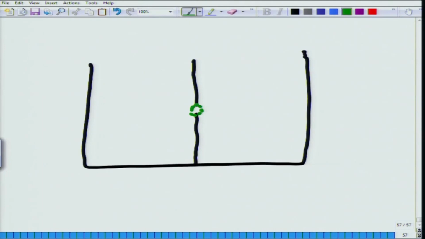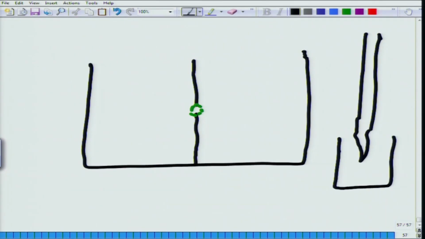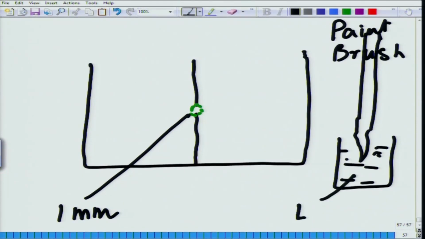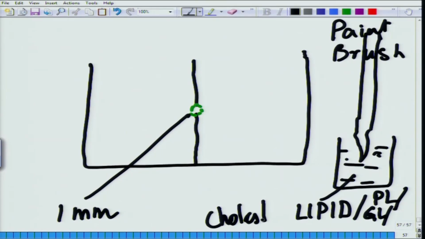And what you do, you take a paintbrush. All of you have seen a paintbrush. You take a paintbrush like this and dip it in. This is the paintbrush, and the dimension of this hole is approximately 1 millimeter. You take the paintbrush and you have the lipid solution here. It could be a phospholipid PL, it could be a glycolipid, it could be cholesterol, whatsoever. Then you rub the paintbrush along that hole.